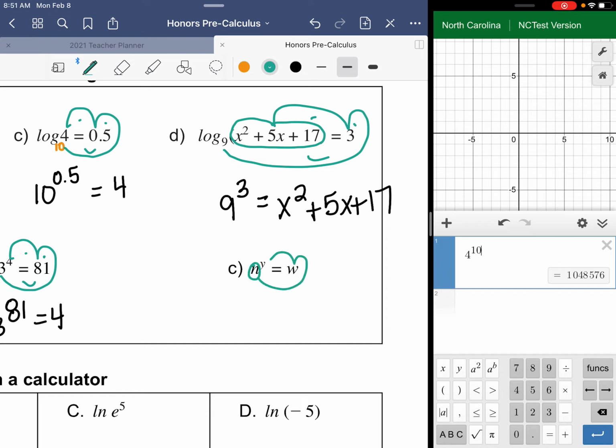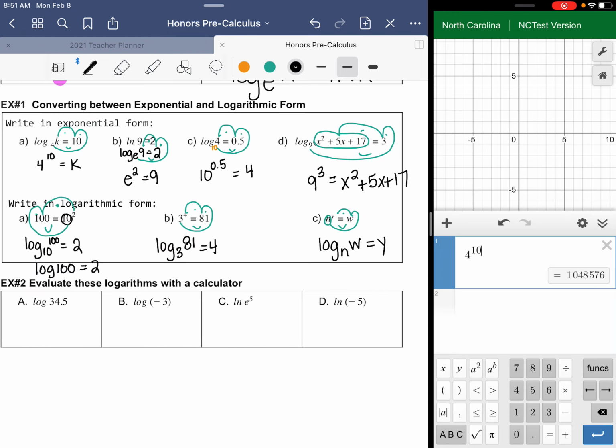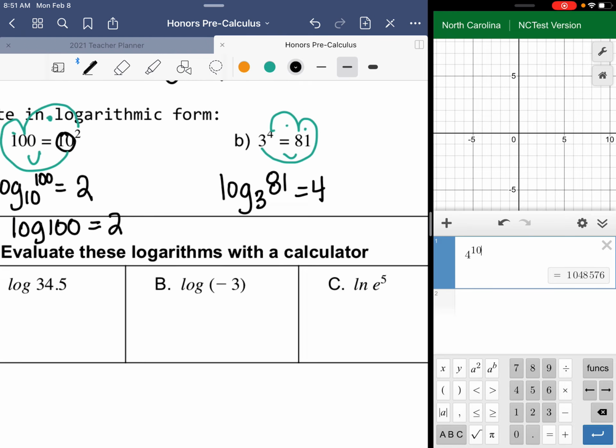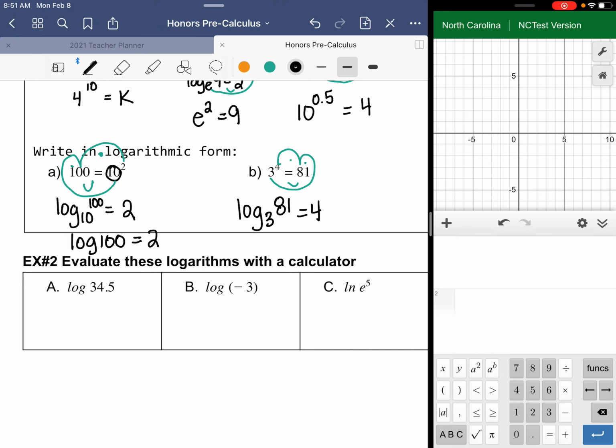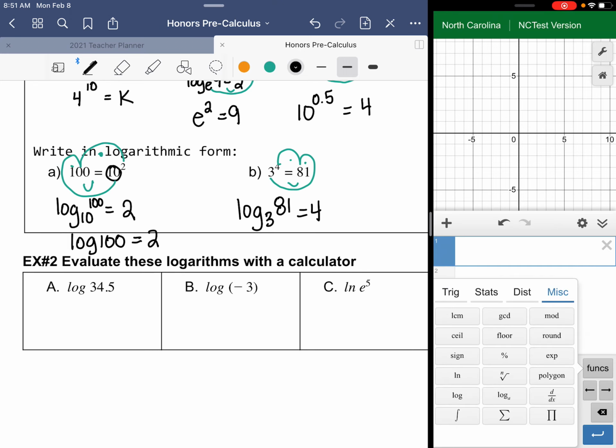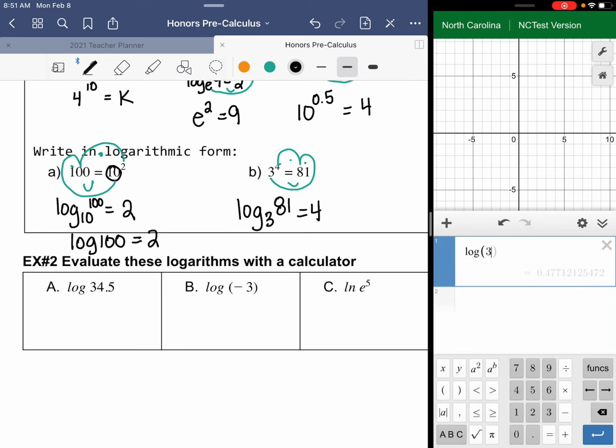And this last one. So my base here is n raised to w equals y. So log base n raised to w equals y. And the last thing is, can you use your calculator to actually calculate some of these logarithms? And you have to make sure you're using the right one. So A is a common logarithm. So we're going to do logarithm of 34.5.